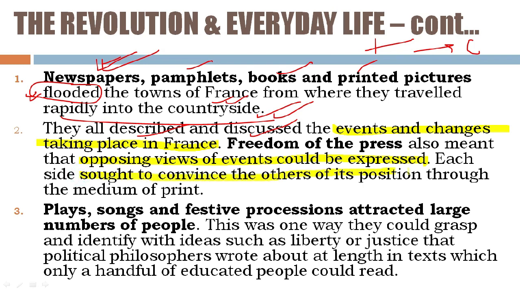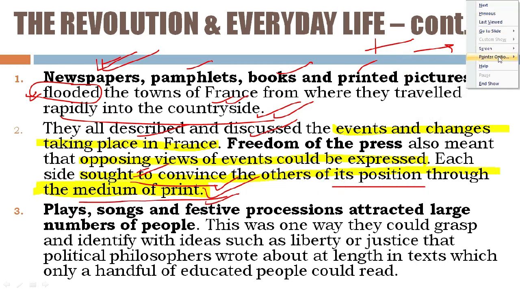Now there was a system of checks and balances gradually making its place in the French society. Now there were fair and more chances of expressing the opposing views of events. So therefore nobody could write anything or say anything. Whatever was to be said, whatever was to be written, was to be proved first of all, and therefore it was checked through a system of checks and balances, in which each side needed to convince of its position through the medium of print. Okay, let us see the next point, students.